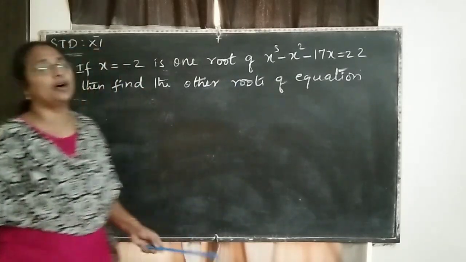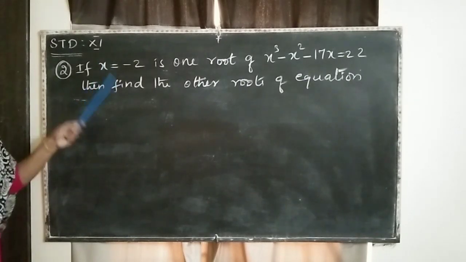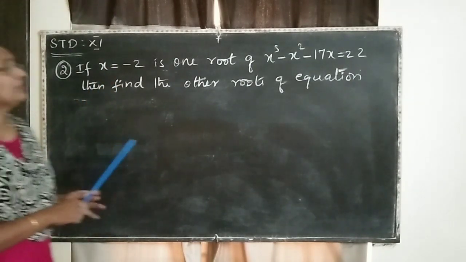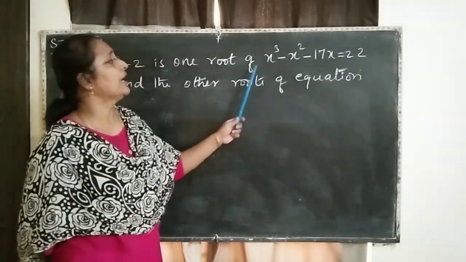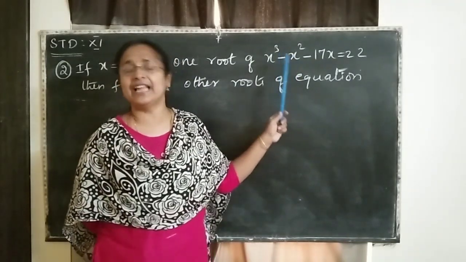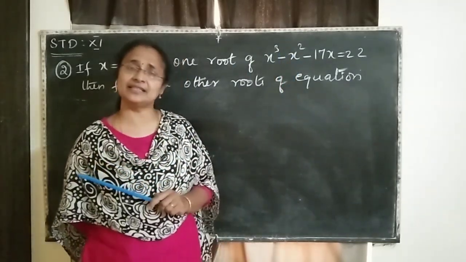So let's see how we are going to find those three roots. One is given here and we are going to find the remaining two roots. Is it clear? Okay. Now we know that in our early classes, in order to factorize a given cubic polynomial expression, we have to go for synthetic division. Do you remember synthetic division?